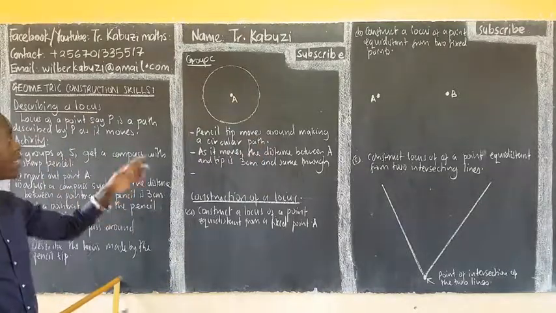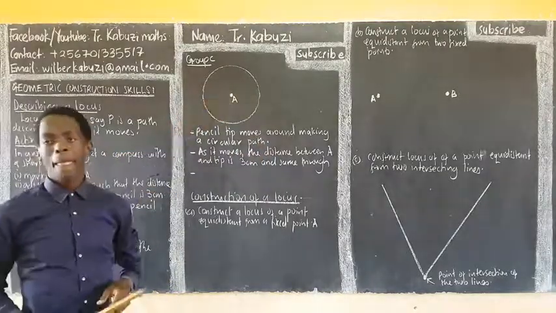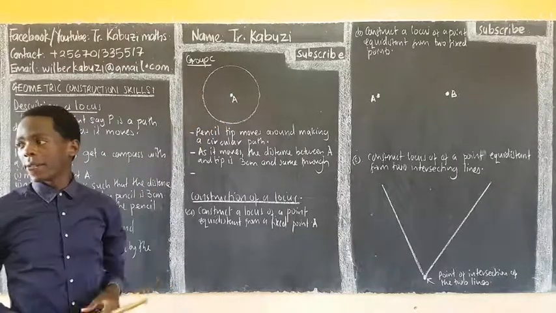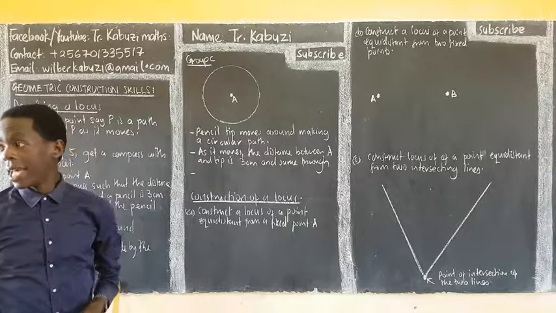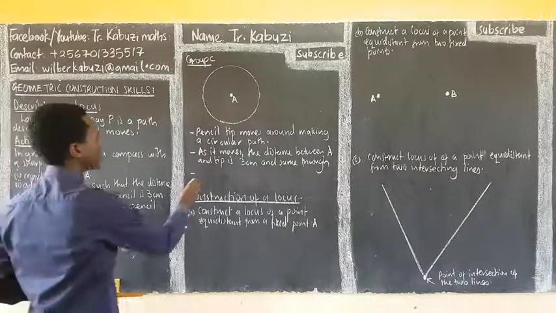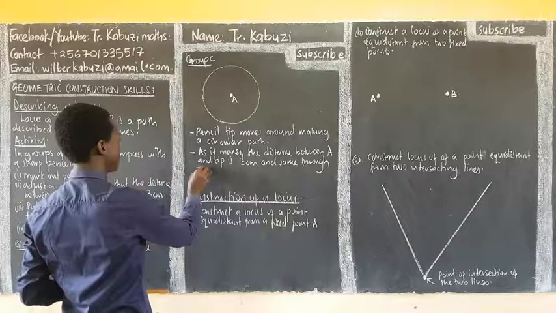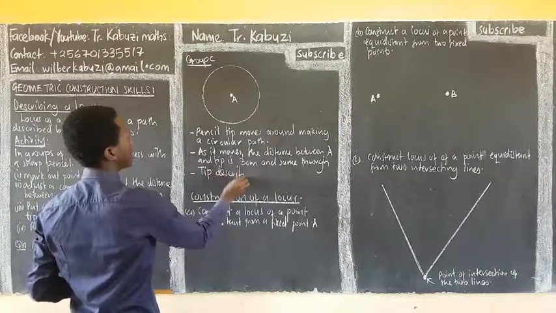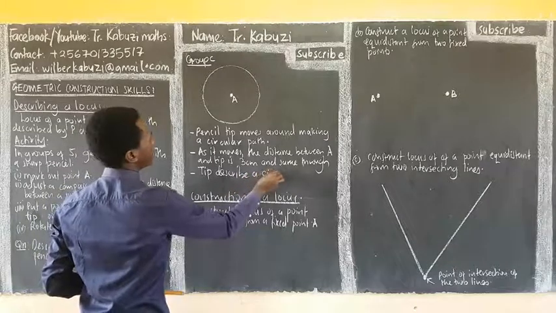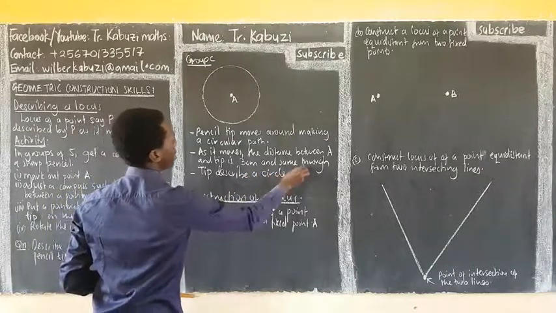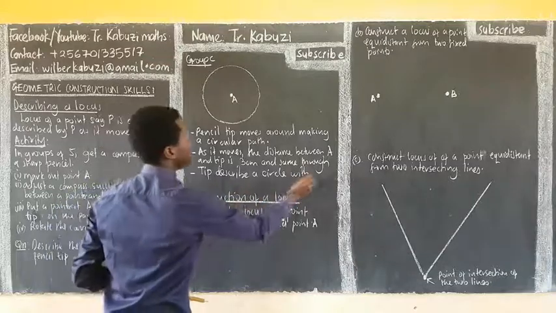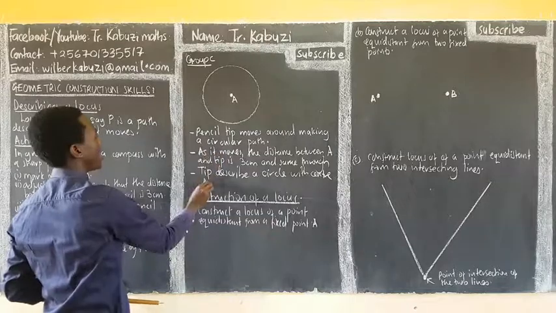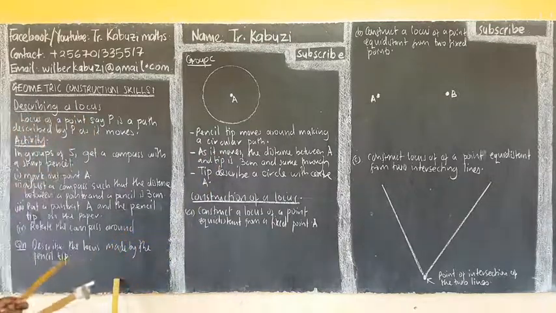Then lastly, what name do we give to this figure? It's a round figure, but there is a common name to this figure. Of course, this would have been our center. So what common name do we give to this figure? Yes, a circle. So the tip describes a circle, with center A.